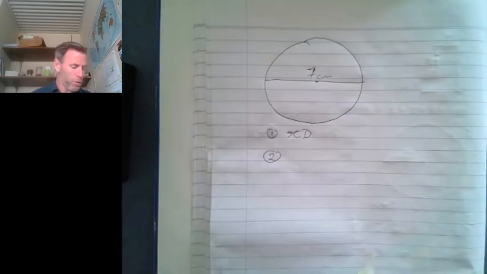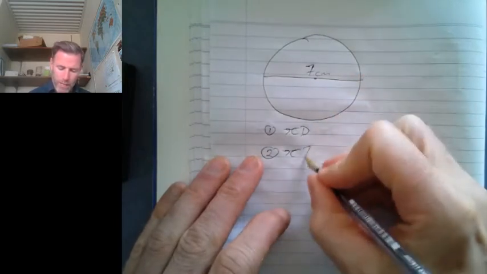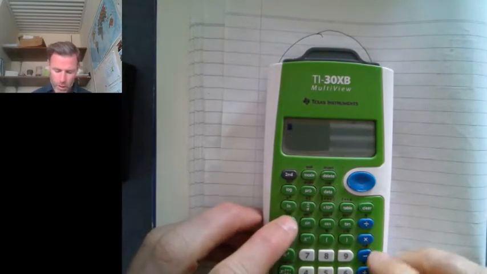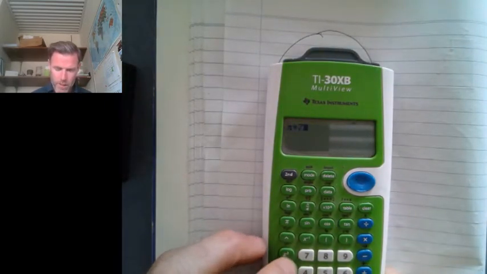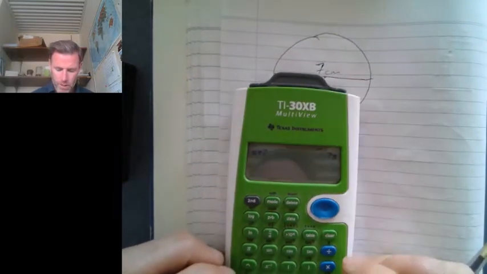Second, we do the substitution. So pi times the diameter, which is 7. And thirdly, we solve. So again, I get my calculator. Clear, I go pi times 7. I find that hard to see. And again, I'm left with pi 7.